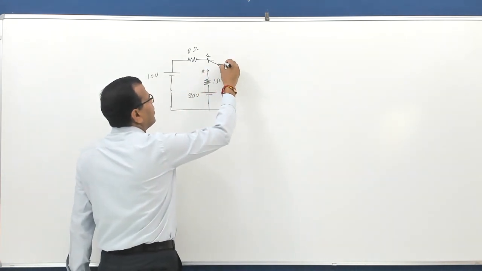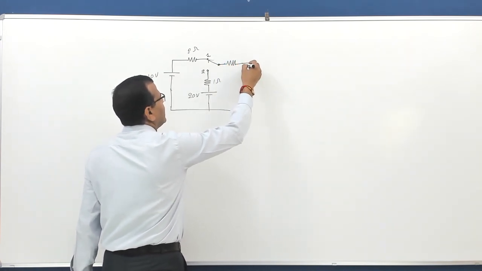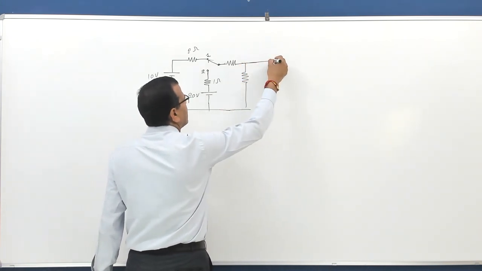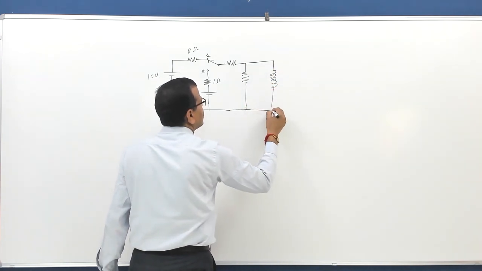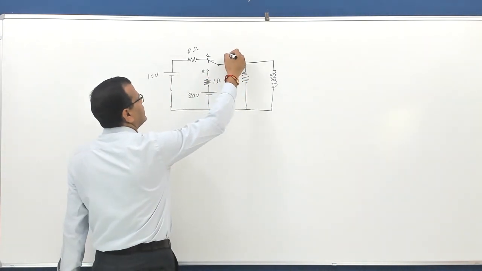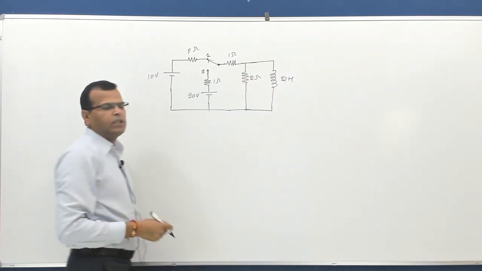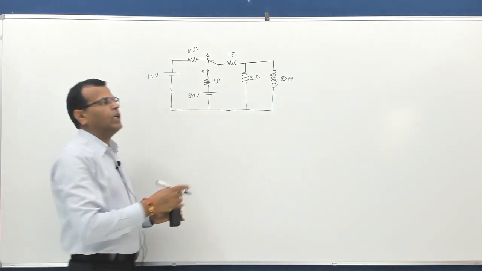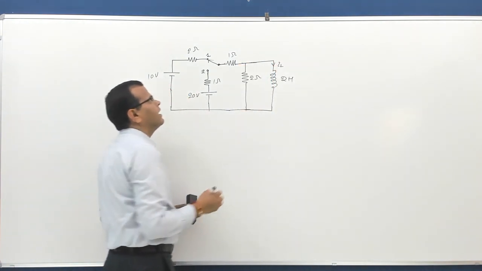Then there is one more resistance connected in series. Then there is another resistance and an inductor connected across the resistance. Now say this resistance is 1 ohm, this is 2 ohm, this is the circuit you have. Suppose you have to find the current through the inductor, that is IL, for t greater than 0.